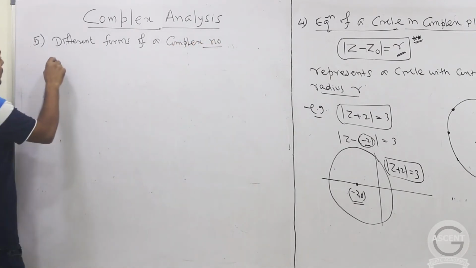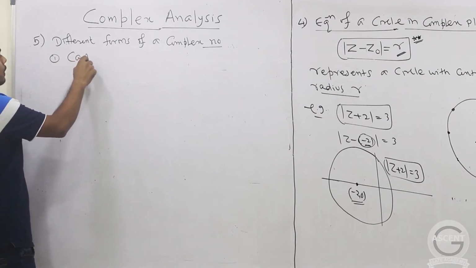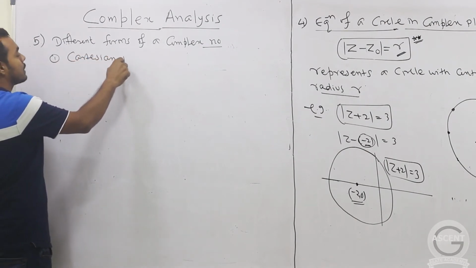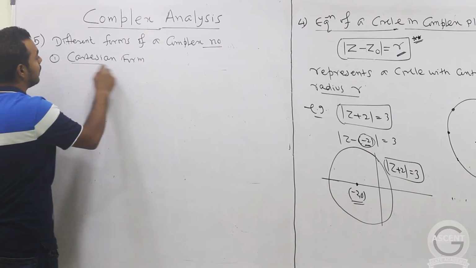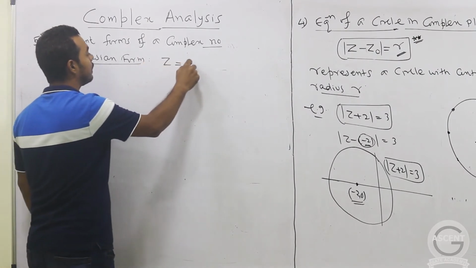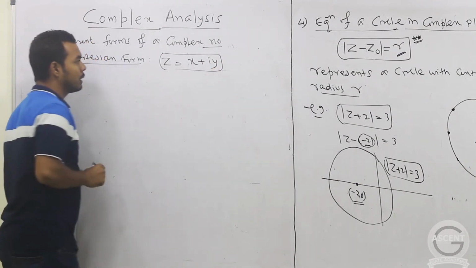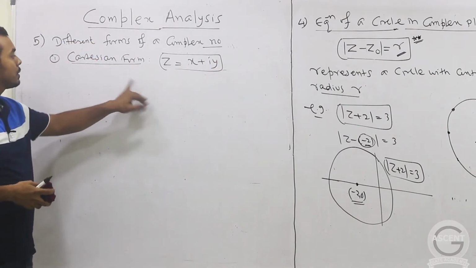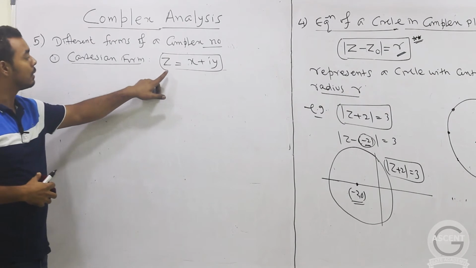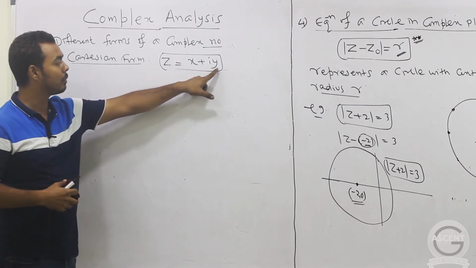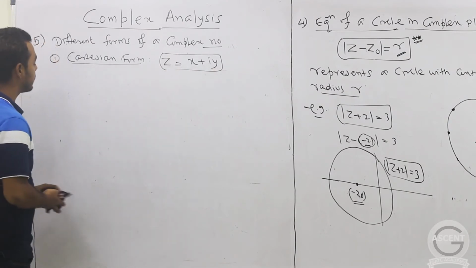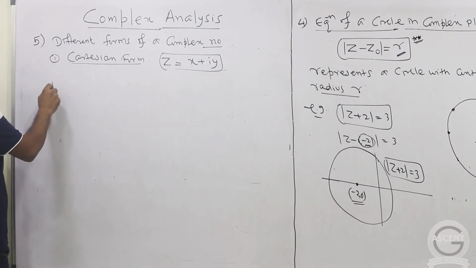So the first form is called Cartesian form. In this Cartesian form, a complex number is simply represented by real part plus iota times imaginary part. This is the form that most of the time we use. So this form is called Cartesian form. x is the real part, y is the imaginary part, and x plus iota y is our complex number z.